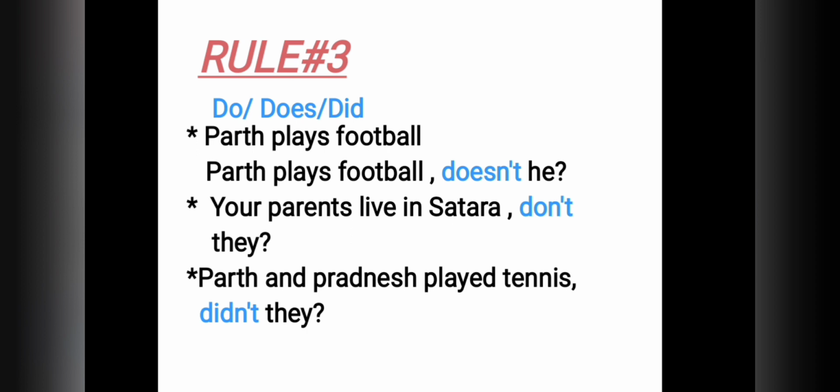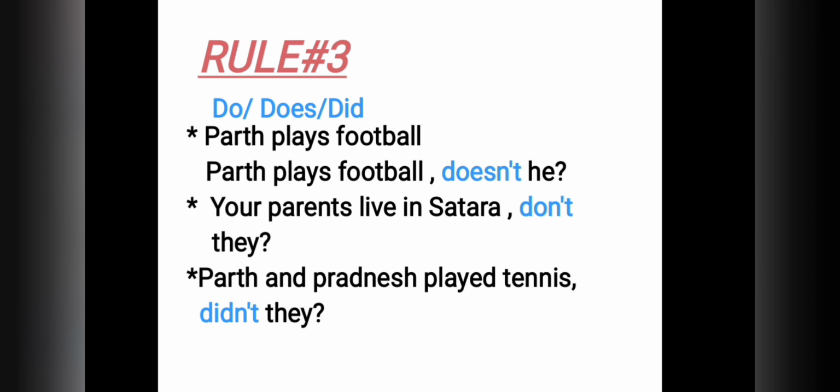So now here, Parth plays football, doesn't he? Your parents live in Satara, don't they? Parth and Pradnesh played tennis, didn't they? So here, your parents live in Satara. Present tense is there, so we have to use do. The statement is in a positive way, we have to make it into negative. So for do, we have made a contraction, that is don't, do not, don't.